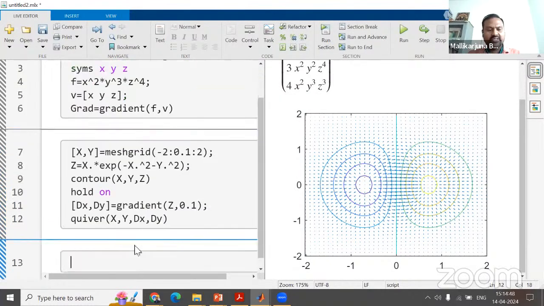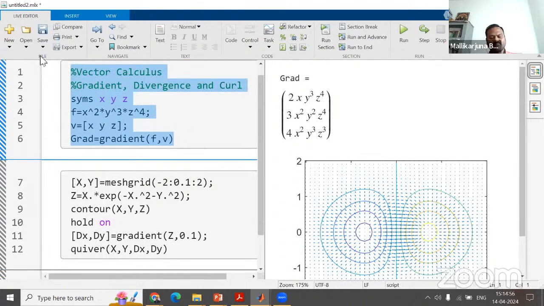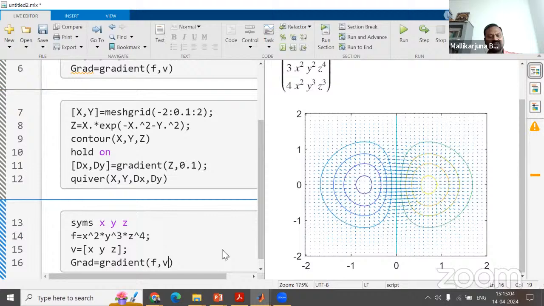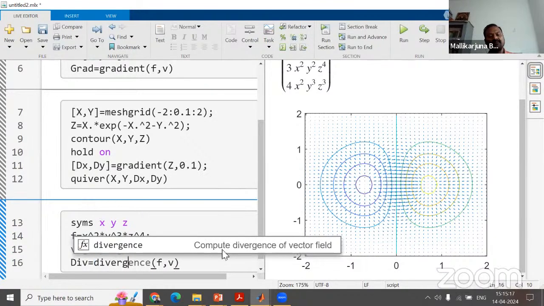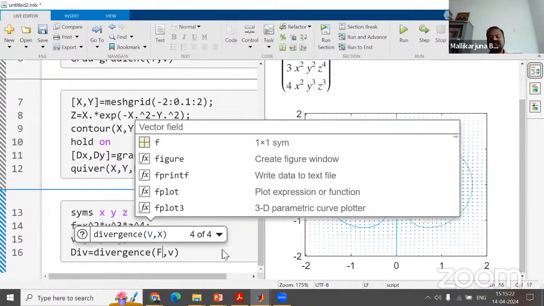Now suppose this is for the same function, I'll try to give divergence in place of gradient. But for this, divergence is compatible only for vector fields.